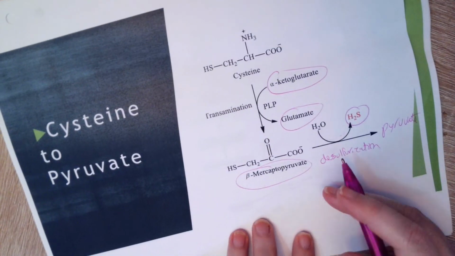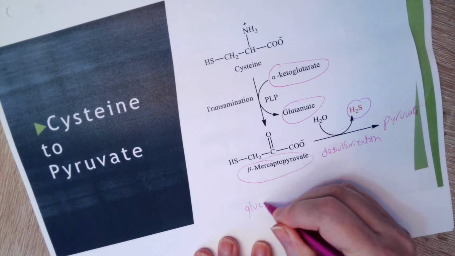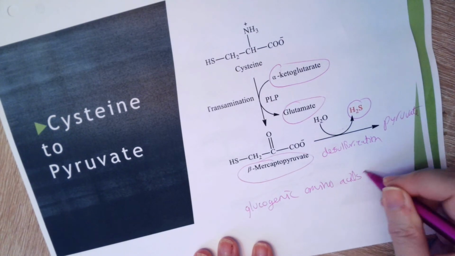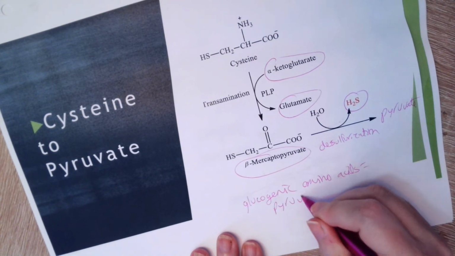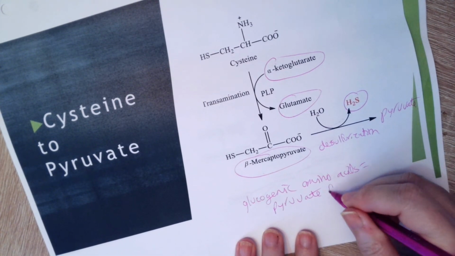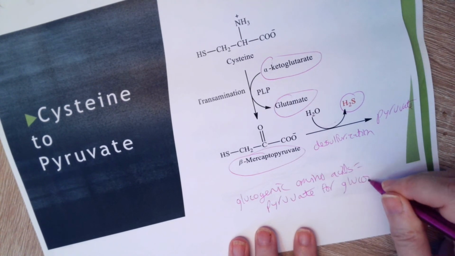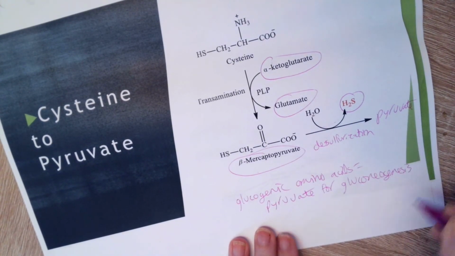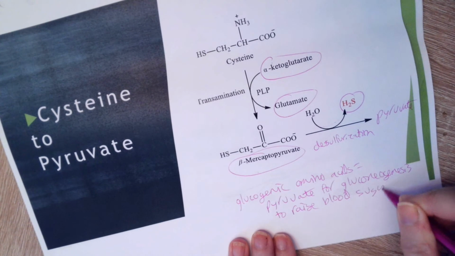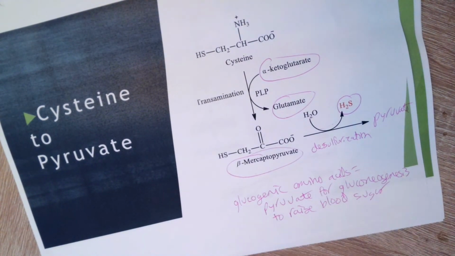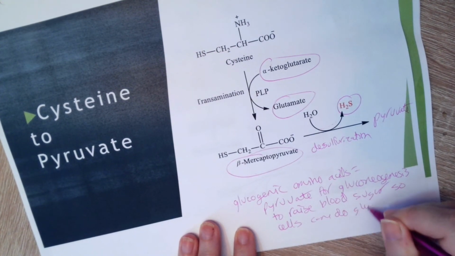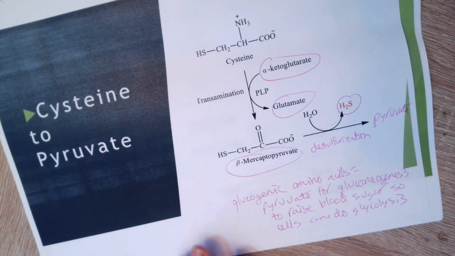Okay, so the whole point of all of the glucogenic amino acids is that we are getting pyruvate, and we are going to be able to do gluconeogenesis from that. And that will raise our blood sugar. And that will allow cells to do glycolysis again. And therefore the Krebs cycle.